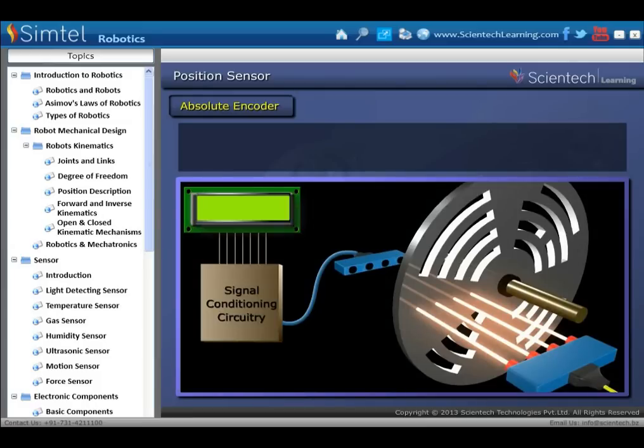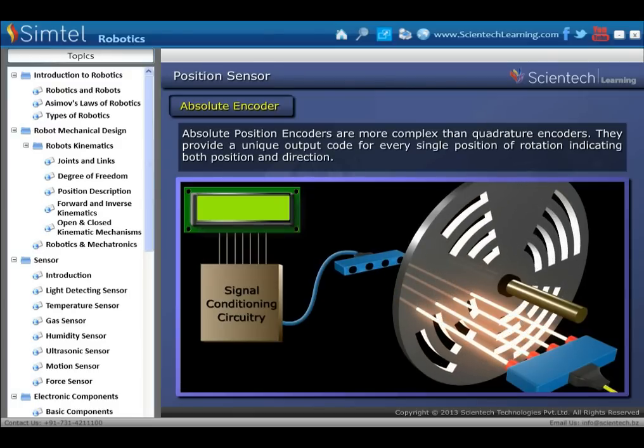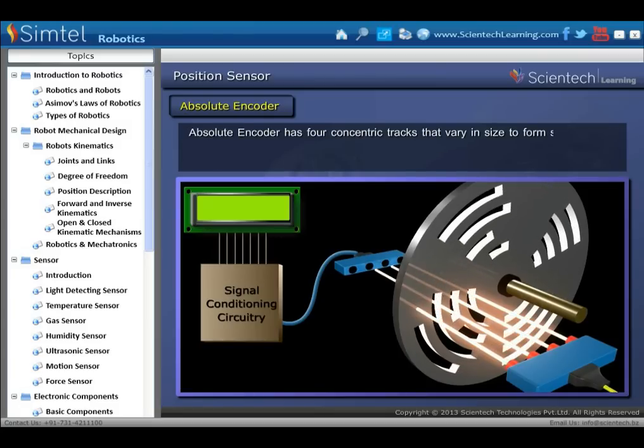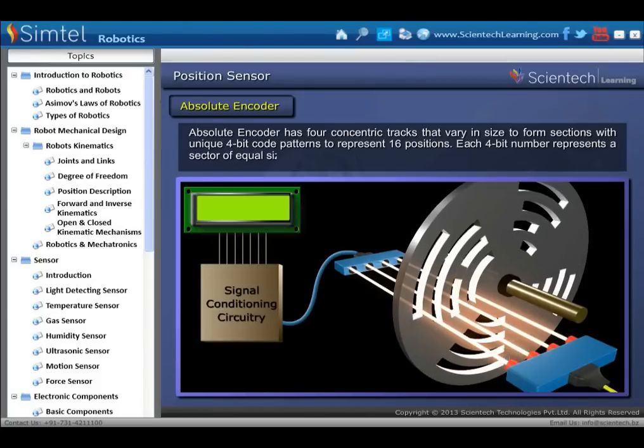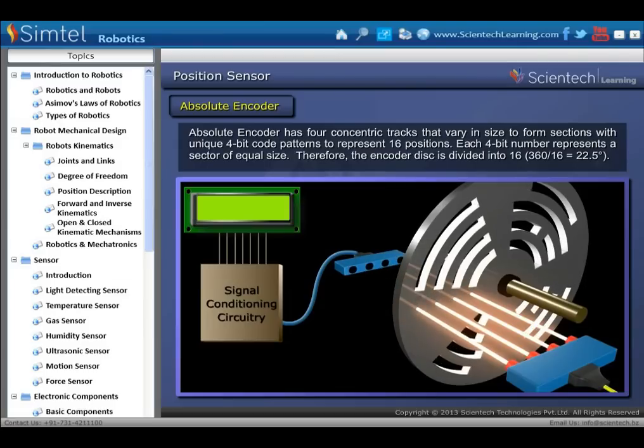Next type of rotary encoder is absolute position encoders. Absolute position encoders are more complex than quadrature encoders. They provide a unique output code for every single position of rotation, indicating both position and direction. Absolute encoder has 4 concentric tracks that vary in size to form sections with unique 4-bit code patterns to represent 16 positions. Each 4-bit number represents a sector of equal size.